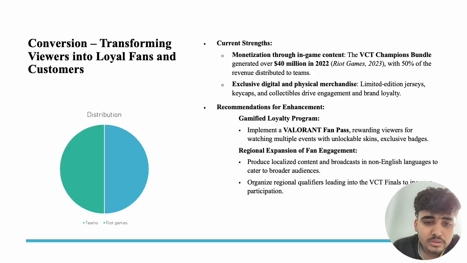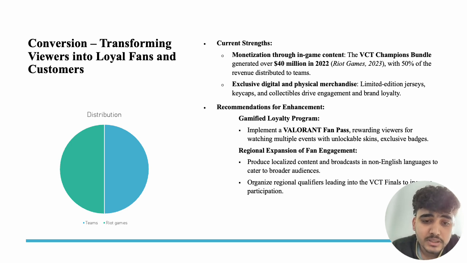So they can do that as well, which will increase their fan following and help them top the chart as well. So let's talk about conversion, that is transforming viewers into loyal fans and customers, right? So what is the current strength? The current strength includes monetization through in-game content, that is the VCT Champions bundle, which generated over 40 million in 2022, with 50% of the revenue distributed to the teams.